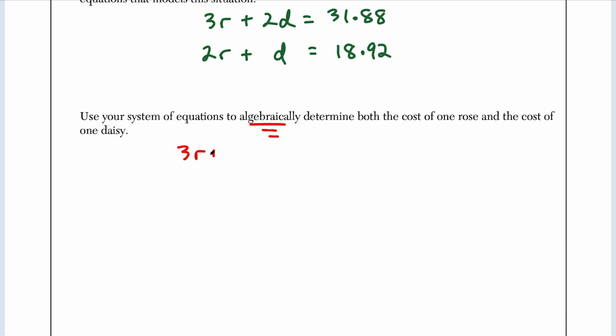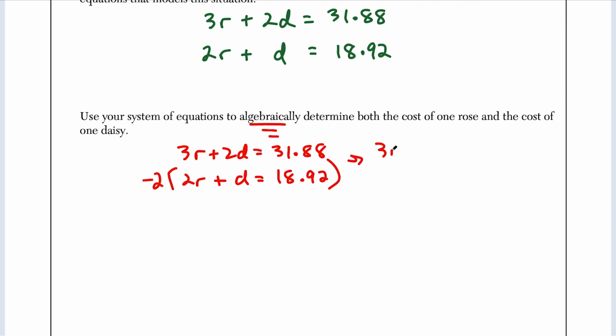So we have 3R plus 2D equals $31.88, and then our second equation, we have 2R plus D is equal to $18.92. So just looking at this system here, I want to use elimination, and I think it's going to be easier here to eliminate the variable D. So that we could do by multiplying the bottom equation by -2. And what that accomplishes is we have 3R plus 2D equals $31.88. And now for this next part, we multiply everything here by -2.